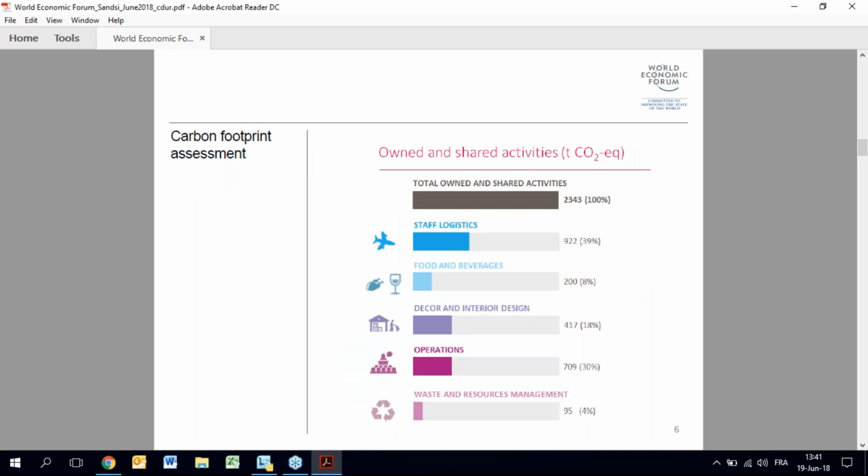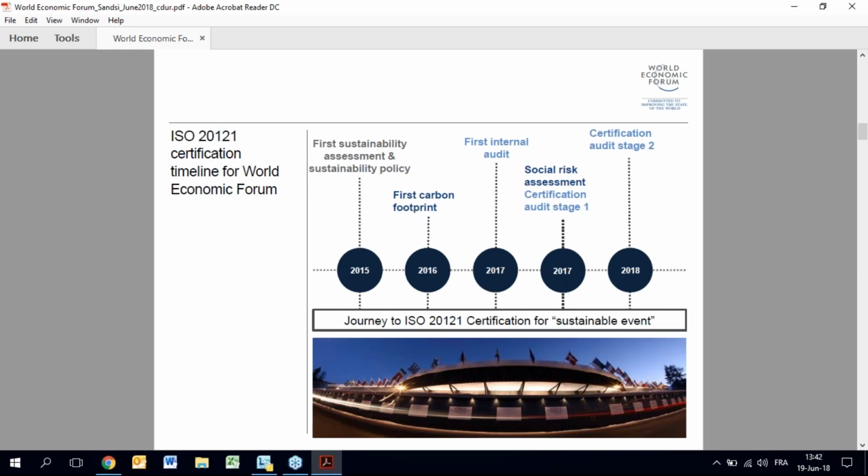So we saw, for example, that having staff coming by plane was pretty high in terms of CO2, but also operations. This is because of the heating, the fuel that we used for heating temporary spaces. So this was a good roadmap to assess where we should go. And then coming back to the timeline, we had our first internal audit in Davos in January 2017. And in the same year, we built all the documentation that is needed to document what we do, what is our action plan, how do we measure results, how do we collect data, how do we continually improve, how do we handle risk, and so on and so on.